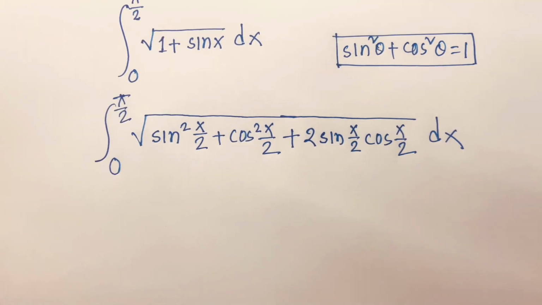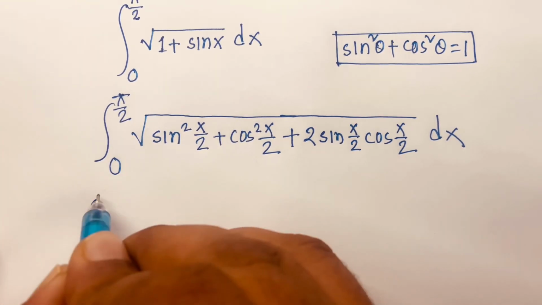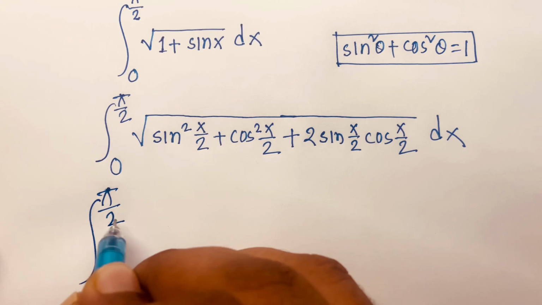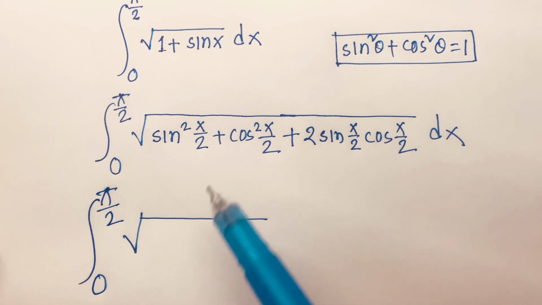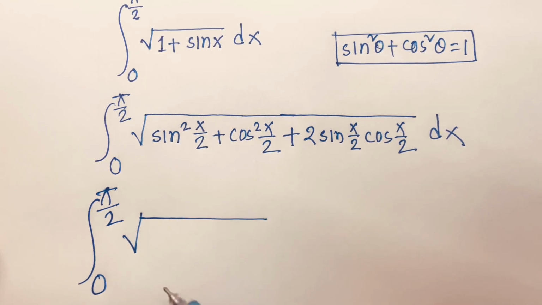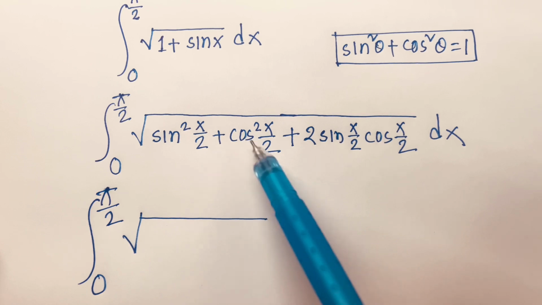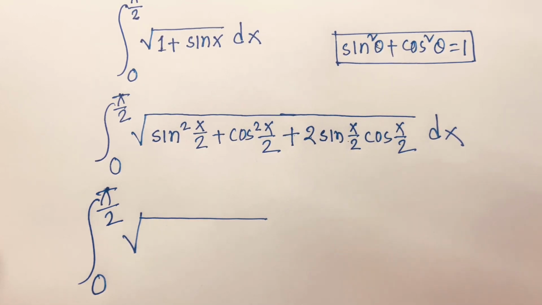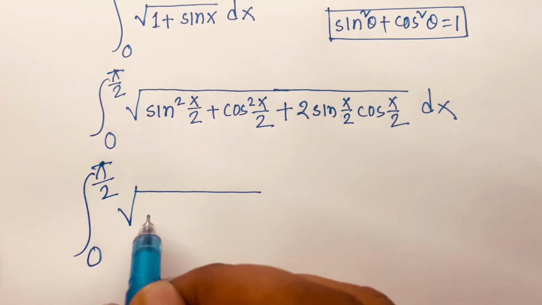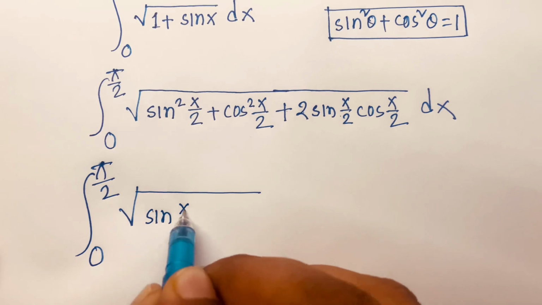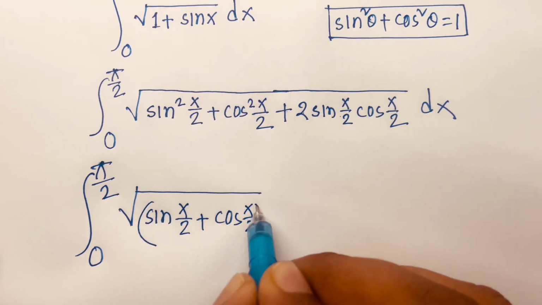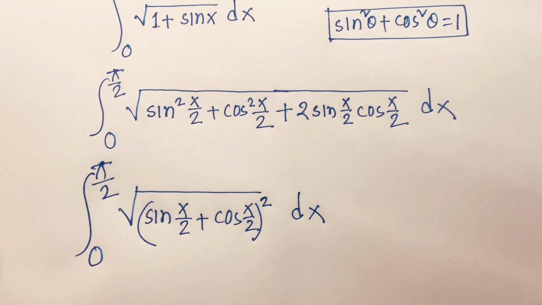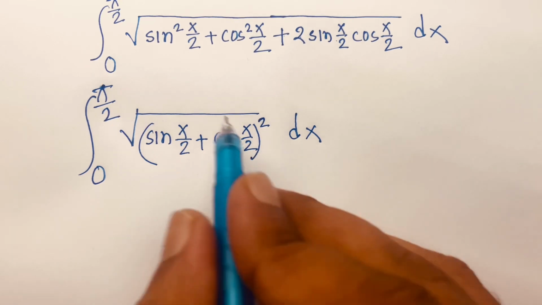Then I can say it will be the integral with upper limit pi by 2 and lower limit 0 of the square root. If you think it is a and this is b, I can easily see a squared plus b squared plus 2ab will be a plus b whole squared. So according to this rule, I can say it will be sin x by 2 plus cos x by 2, bracket power 2, dx. Then the square root is cancelled.